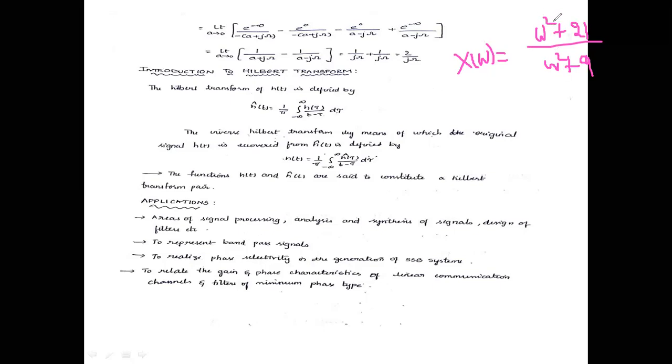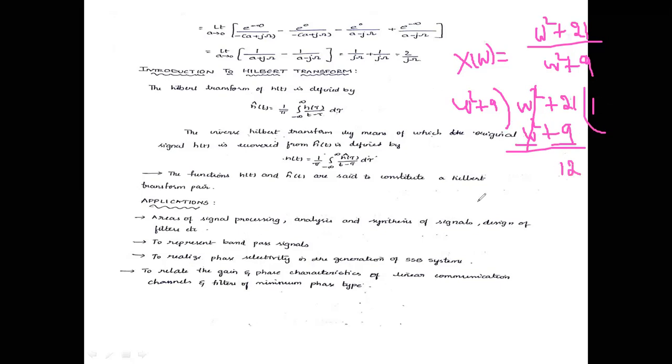See, the numerator order and the denominator order are both the same. You can't directly apply the inverse Fourier transformation. Always the numerator order should be less than the denominator order. If both are equal, you go for the division method. What is the division method? Omega square plus 21 is divided by omega square plus 9. One time omega square plus 9, you take the subtraction, omega square and omega square get cancelled, 21 minus 9 is 12.